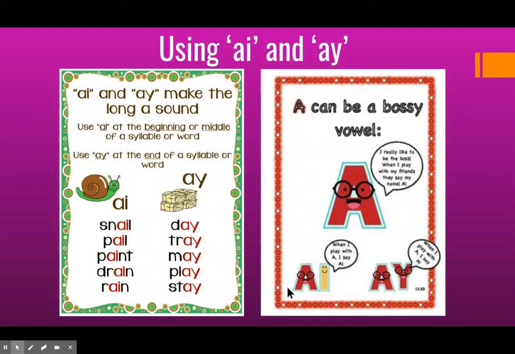Now, what are the rules? AI is usually at the beginning of a word or in the middle of a word or a syllable. So it's going to have letters on each side of it, or it's going to be at the beginning, as in snail, pale, paint, drain, rain. The I is totally silent. The A is bossy and says its name.